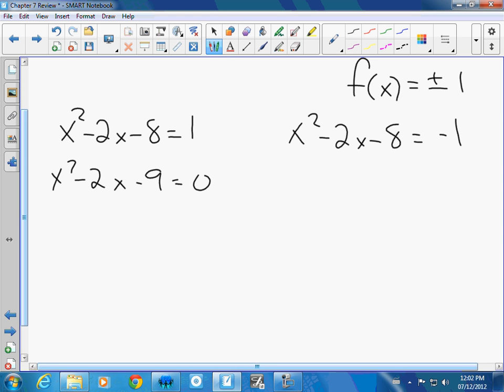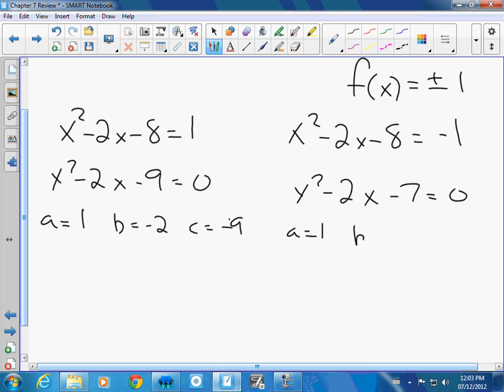What's A? 1. What's B? What's C? Negative 9. Write down the quadratic form, you can do that. What's this one? X squared minus 2x. Guys, move the negative 1 over. Minus 7 equals 0. What's A? 1. What's B? Negative 2. What's C?